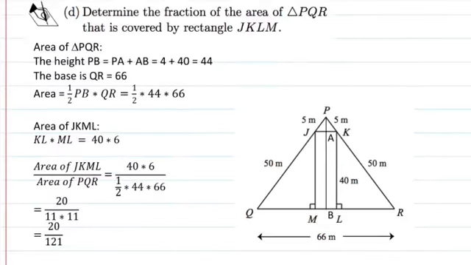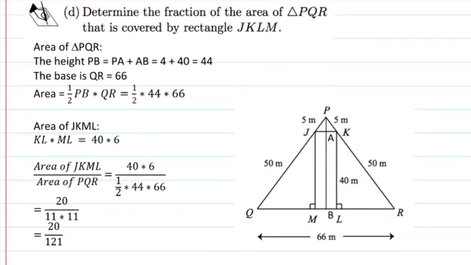Part D reads, determine the fraction of the area of triangle PQR that is covered by rectangle JKLM. So to approach this problem, let's go ahead and calculate the areas of both triangle PQR and rectangle JKLM. First, we'll start with the triangle. In triangle PQR, we have the height, which we said in part C is this PB, and we have PB equals PA plus AB.